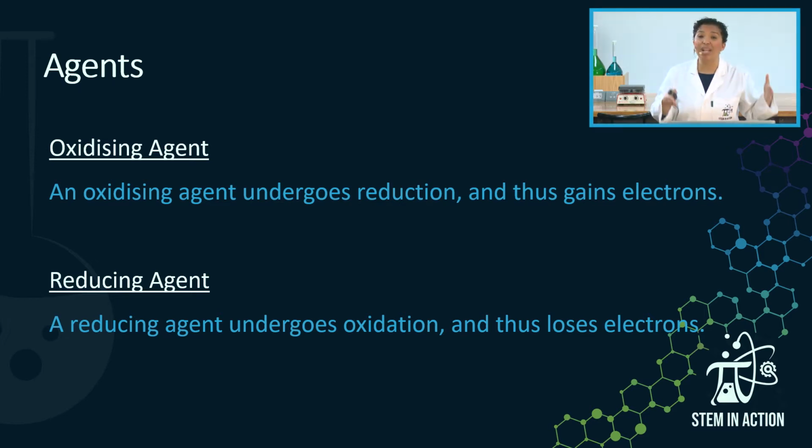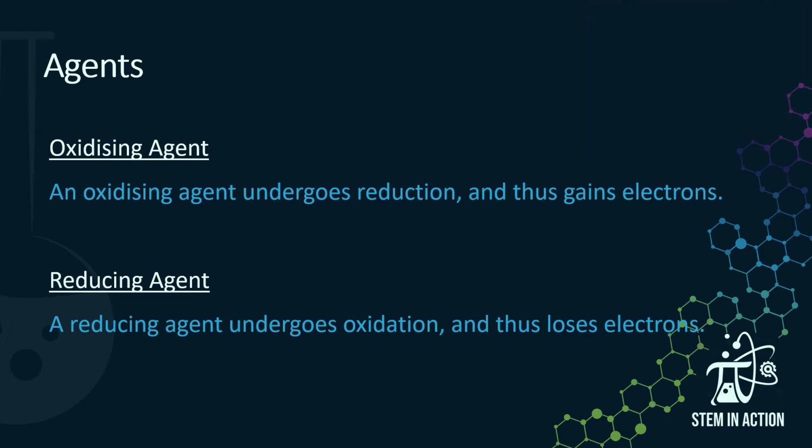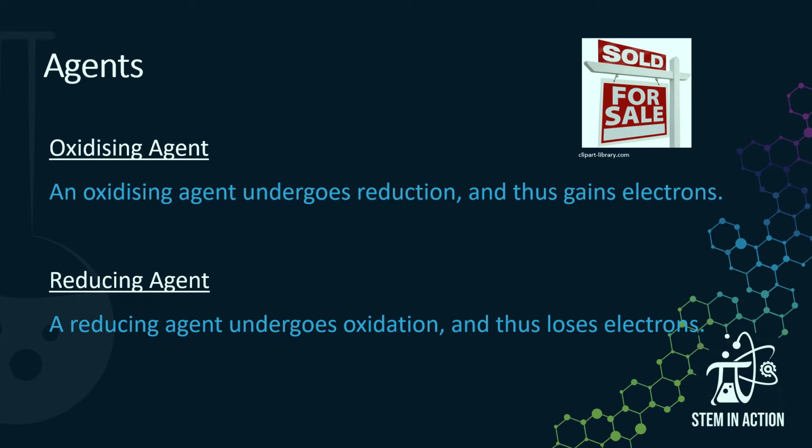So let's go back to English. When I think of agent, I often think of an estate agent. An estate agent doesn't buy my house, but the agent causes someone else to buy my house. In the same way, an oxidizing agent doesn't undergo oxidation. It causes something else to undergo oxidation. And what is the opposite of that? The oxidizing agent will undergo reduction. So the agent brings about that action.